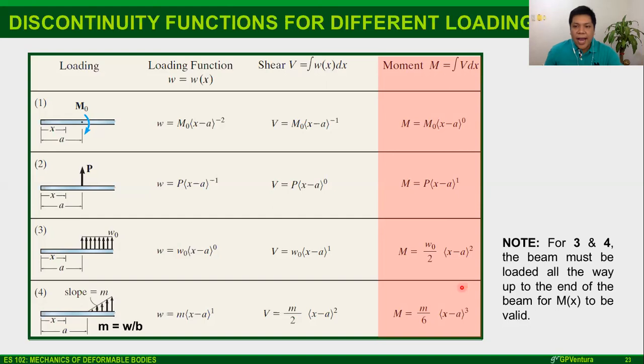Note that for items 3 and 4, the distributed load should be loaded all the way up to the end of the beam for the moment function to be valid. So meaning it should be loaded up to the end. This should be loaded up to the end. Sir, what if it's not loaded up to the end?